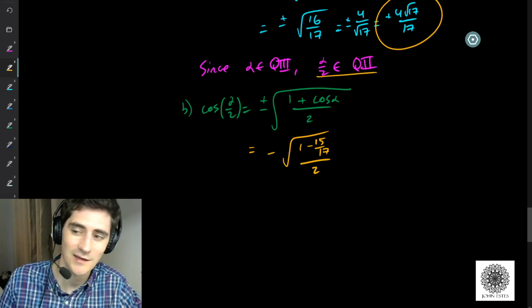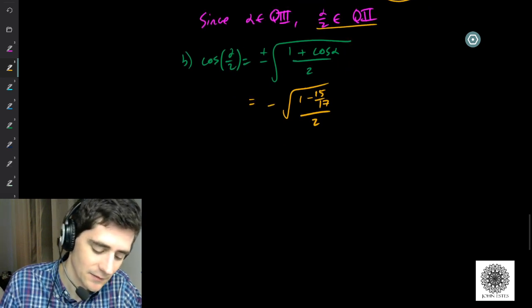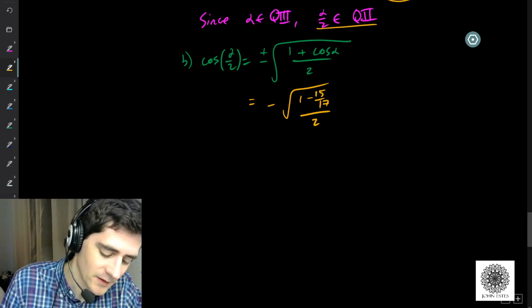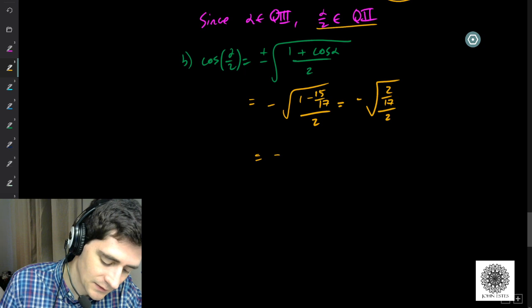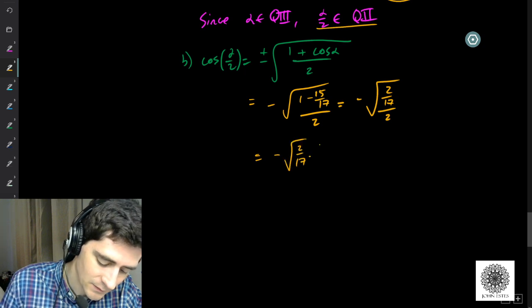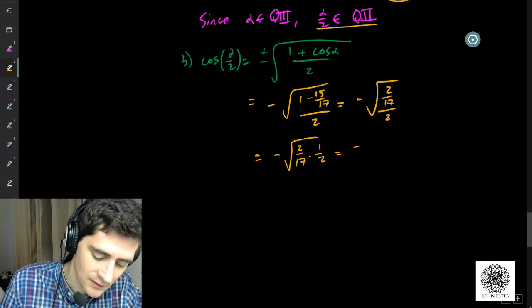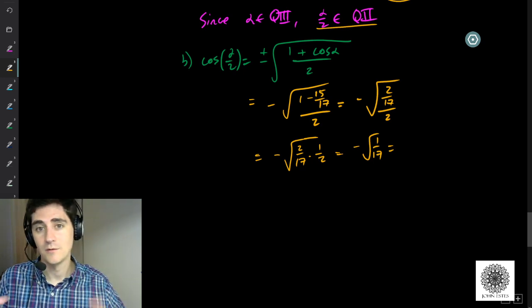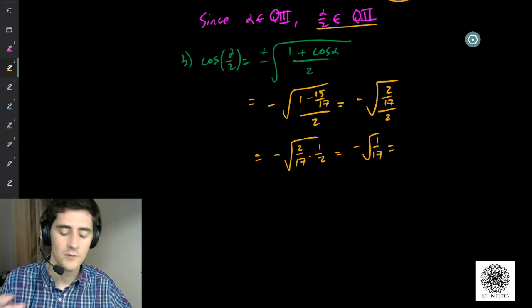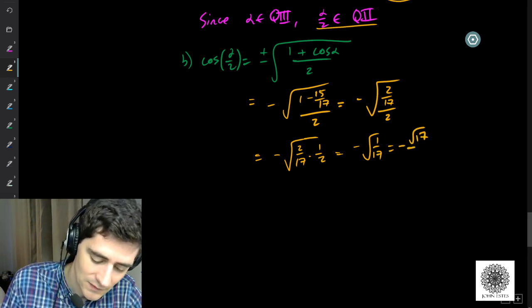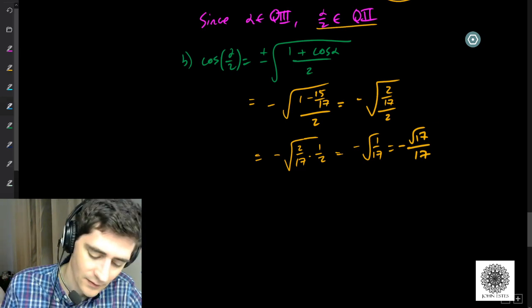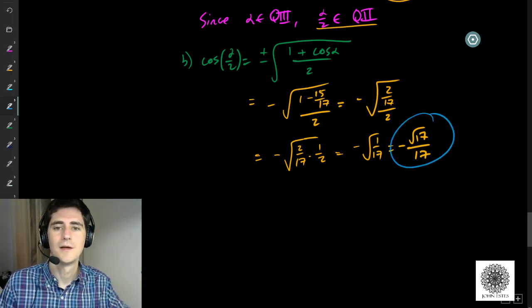So it's 1 plus a negative 15 over 17. We get 1 minus 15 seventeenths. From there we just let the algebra take over. That's going to be 2 seventeenths over 2, which is 2 seventeenths times 1 half, which gives me negative square root of 1 over 17. Once you rationalize that, you get root 17 over 17, negative, of course. So you get negative root 17 over 17, and there's my solution for cosine alpha over 2.